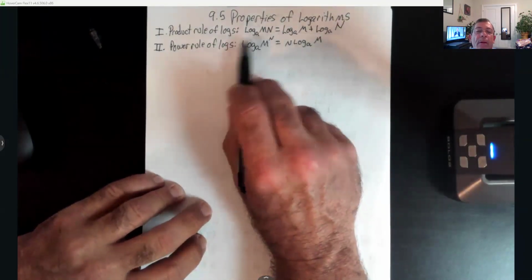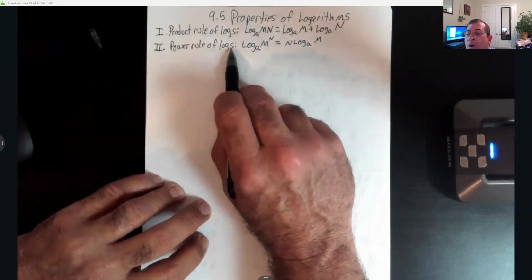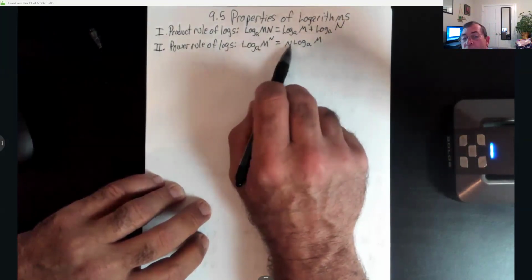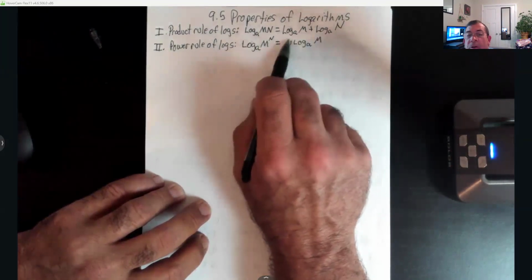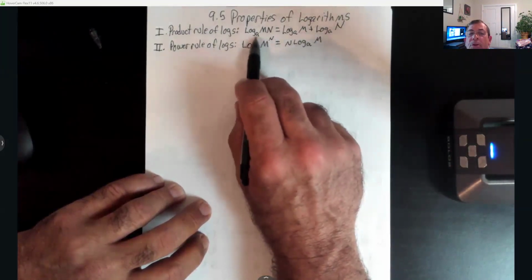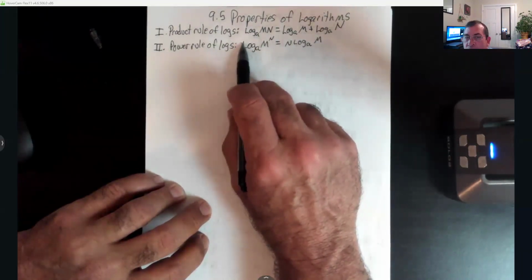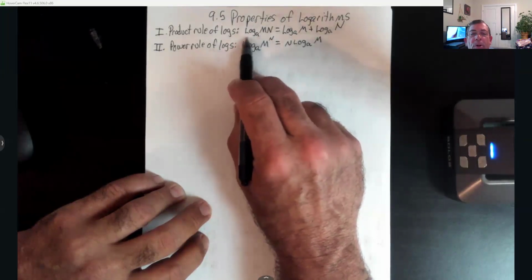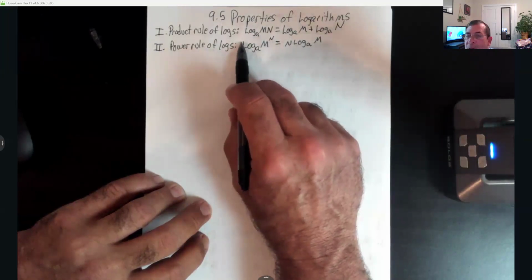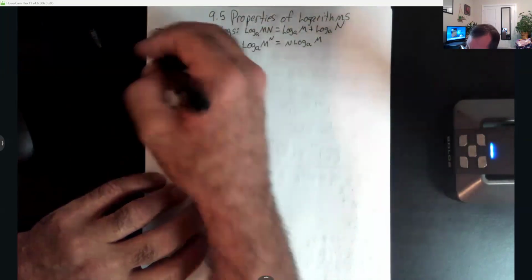So when it says use the power rule of logs or rewrite as a product, this is what they're talking about. They're talking about using that power rule. And if you notice, all I'm doing is bringing the exponent down to the front. Okay.